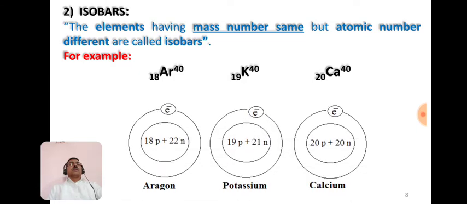Now they can be represented like this. In case of argon, there are 18 protons and 22 neutrons in its nucleus. Whereas in case of potassium, there are 19 protons and 21 neutrons in the nucleus of potassium. And in case of calcium, there are 20 protons and 20 neutrons. It means their mass number is the same. So these three, argon, potassium and calcium, are the isobars of each other.